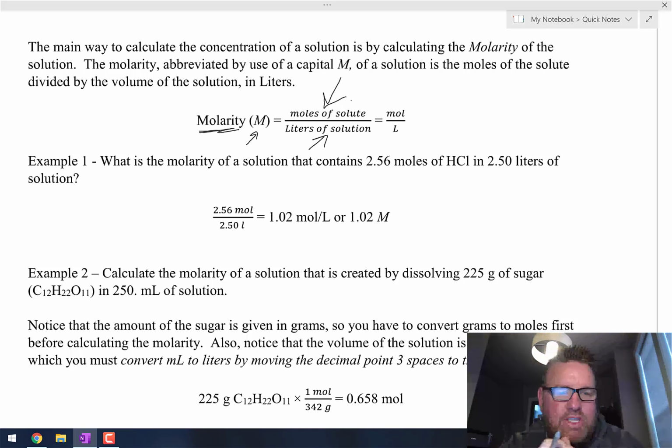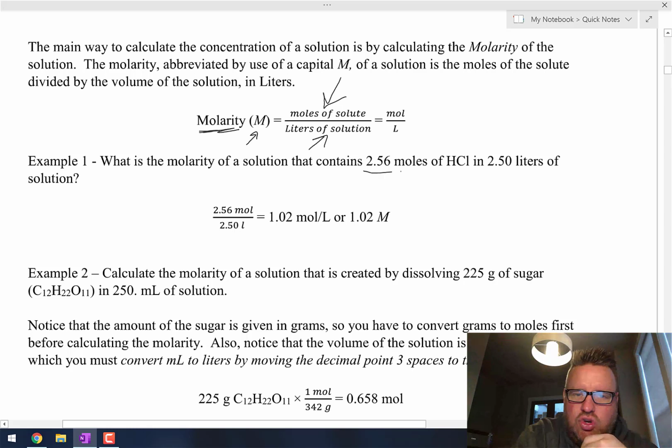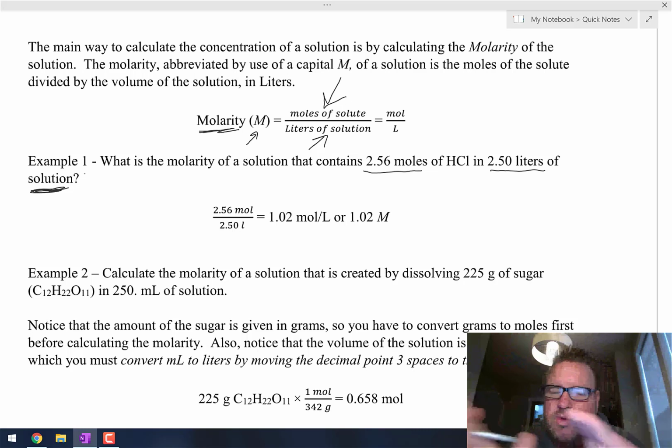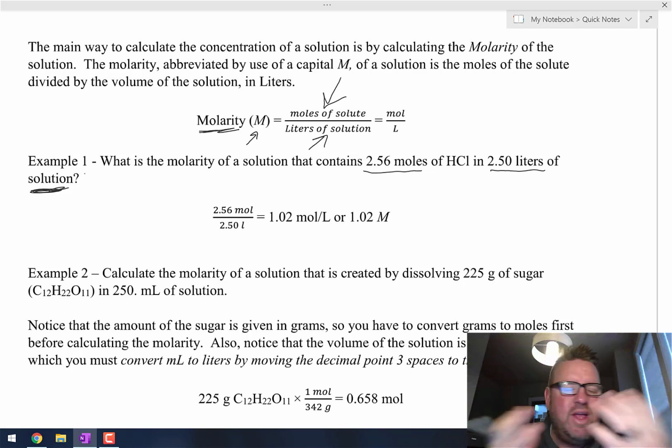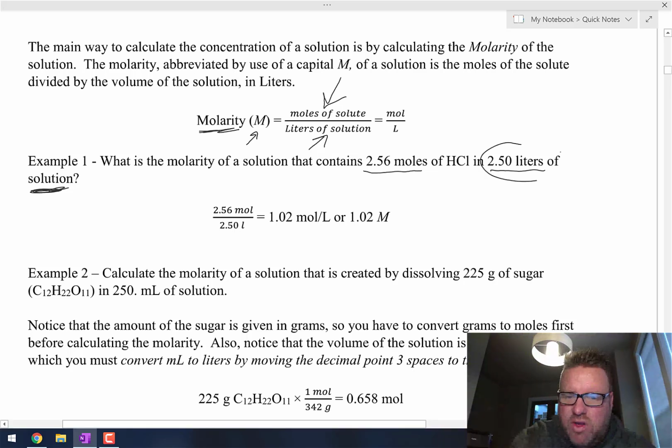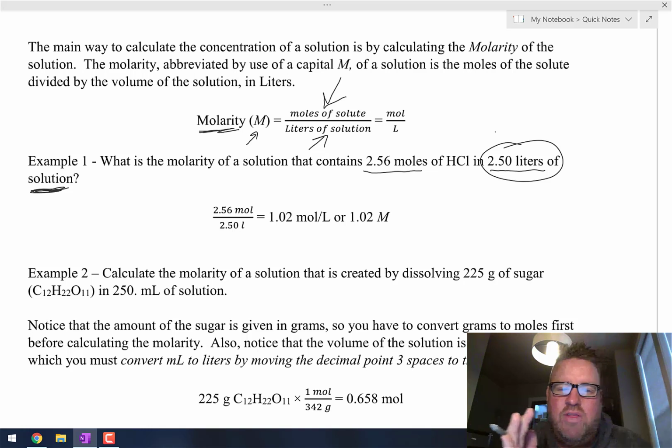So, for example, let's look at this first one here. What is the molarity of a solution that contains 2.56 moles of HCl in 2.5 liters of solution? With molarity, it pretty much always is going to come as solution. Remember with percent by mass, I said sometimes it's water, but sometimes it'll say solution, so you've got to be careful. With molarity, it really doesn't matter. Usually when you get the volume of a solution, it's going to be the volume of the water and the HCl or the salt or whatever you're putting in there together.